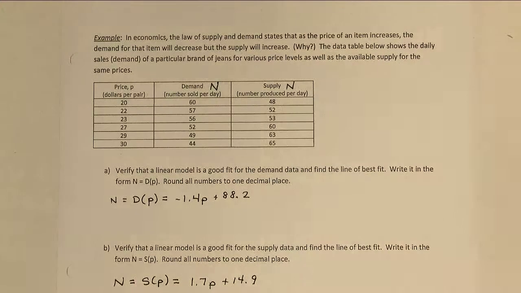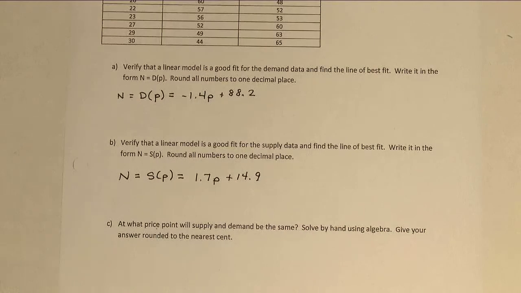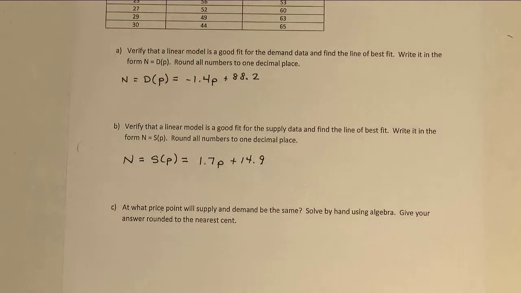All right. Well, you can imagine what happens if supply and demand are different. If we have more demand than supply, we run into shortages. If we have more supply than demand, stores end up with these items sitting on their shelves and nobody will buy them. So the ideal situation would be to have supply and demand be the same. And that's our question in Part C. At what price point will supply and demand be equal?